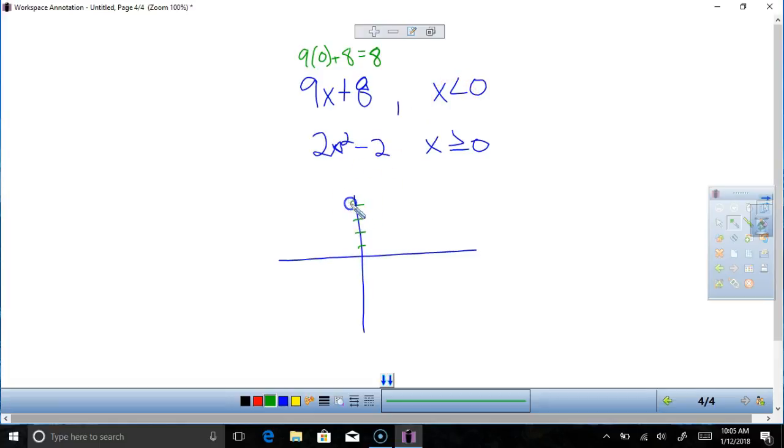And it's an open dot, well, because it's not equal to. And it's less than, so I go to the left side and I draw my line. Okay, I'm just looking for a sketch here. I'm not looking for a precise graph.